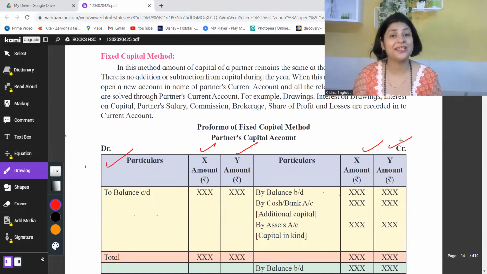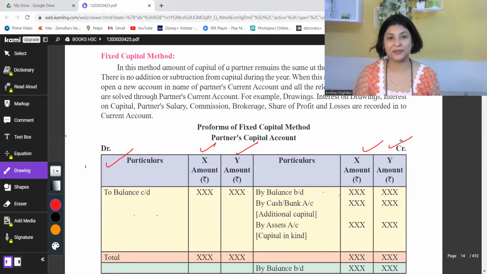Now we are going to see what comes on the debit side and what comes on the credit side of the capital account of partner. So on the debit side, balance c/d is written. Why is balance c/d written? Because capital account is a liability account in nature. So all the capital accounts will have credit balances, sorry, and opening balance is going to come on the credit side only.